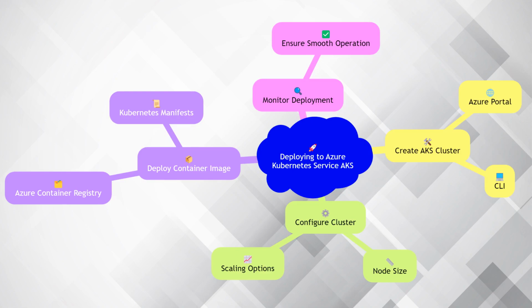Deploying your containerized application to Azure Kubernetes Service, AKS, involves several steps. First, create an AKS cluster using the Azure Portal or CLI. Configure your cluster settings, including node size and scaling options. Deploy your container image from the Azure Container Registry to the AKS cluster using Kubernetes deployment manifests. Monitor the deployment process and ensure that your application is running smoothly.